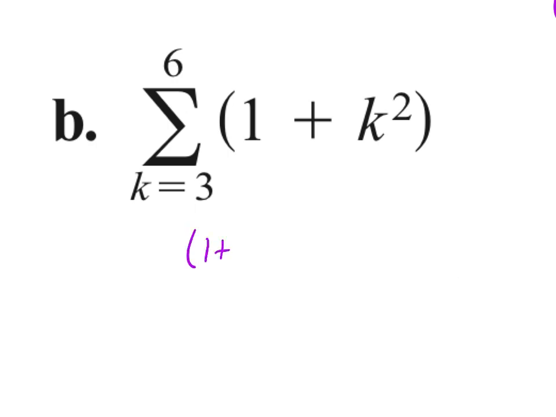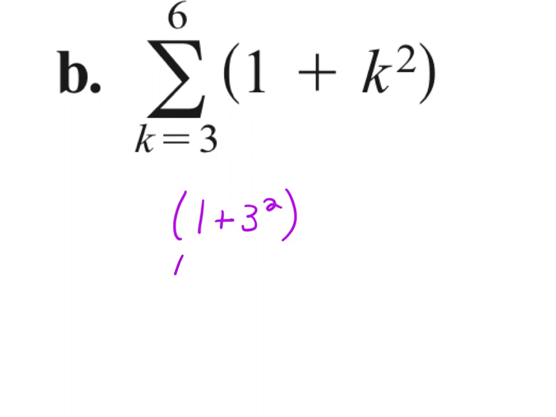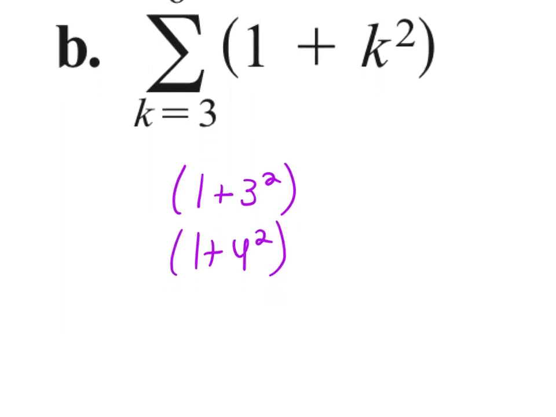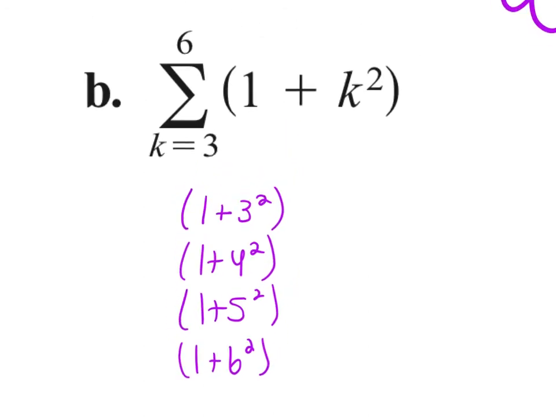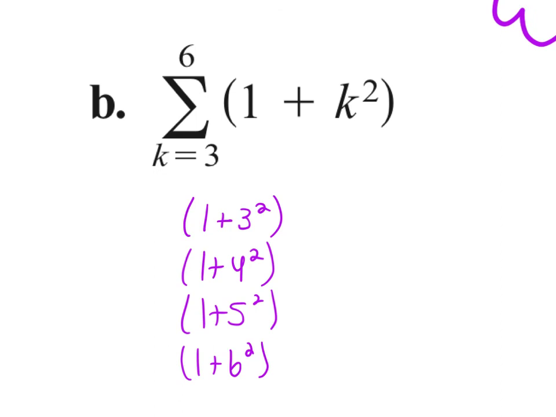You're going to say 1 plus 3 squared. I wrote it right, but I said it wrong. Okay, rewind. That didn't happen. So I have 1 plus what? 3 squared. Then I have 1 plus 4 squared. Then I have 1 plus 5 squared. Then I have 1 plus 6 squared. How did you guys know to start with 3? It's the bottom one. How did you know to stop at 6? It's the top one. So let's evaluate this.